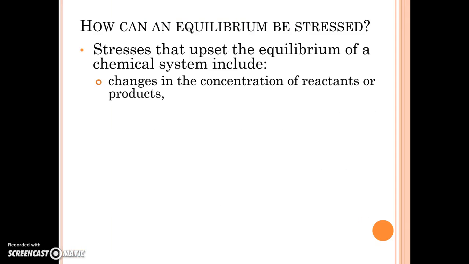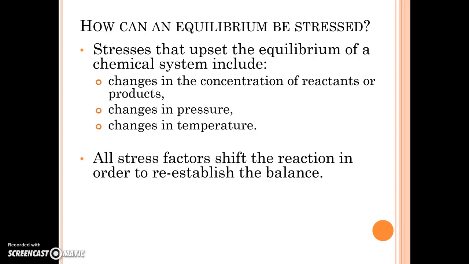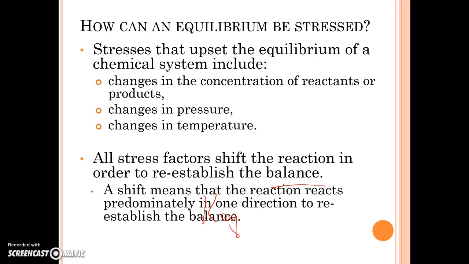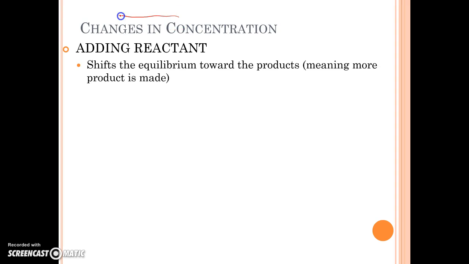We stress equilibrium by doing one of the following things. If you change the concentration of reactants or products, if you change the pressure, if it's a gas system, and if you change the temperature, exothermic versus endothermic, those changes will be opposite of each other in the way that the system responds. But all stress factors shift the reaction in order to reestablish the balance so that Keq is still true. A shift means the reaction reacts predominantly to the left or to the right to reestablish the balance. It's either going to favor the products or the reactants. So if you change the concentration, if you add a reactant, if you add something on this side, it pushes the reaction to the right.